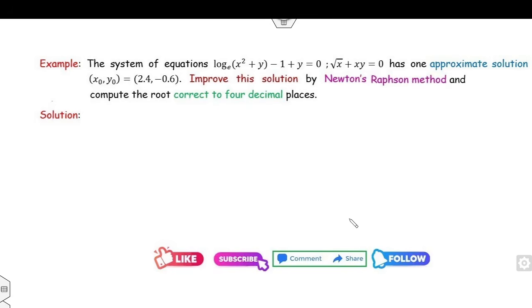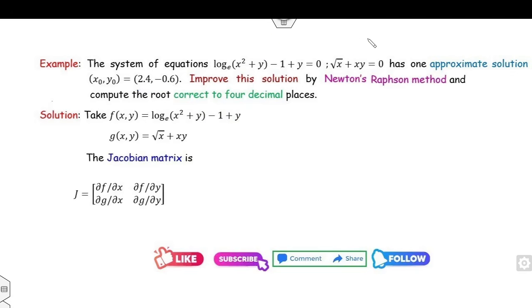Look at another question. The system of equations is given to you. One initial point is already given to you. This equation I consider as the f. Second equation I can consider as the g. Then you can write the Jacobian matrix. Can you find the Jacobian?